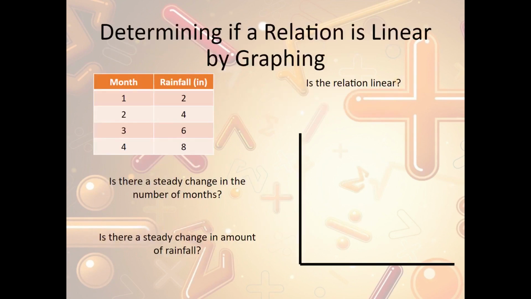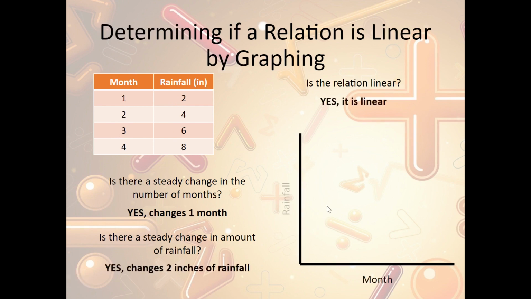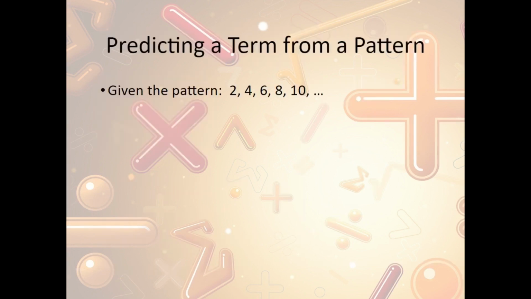So let's take a look at the table. We have our months, and we see that there is a steady change. We're adding 1 month each time. And in rainfall, we can see that we have a consistent change also. We are adding 2 inches each month. Therefore, if we were to plot these points, it would look like this, and we can see it does form a straight line. And yes, it is linear because we have a consistent change of addition and a consistent change of addition.